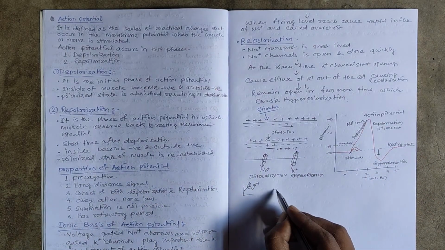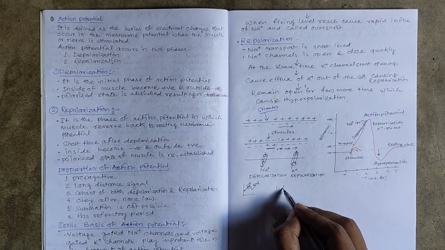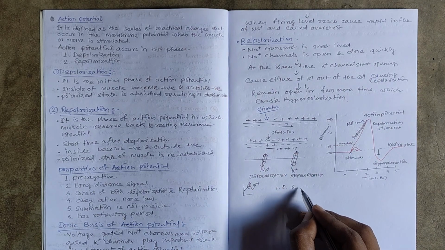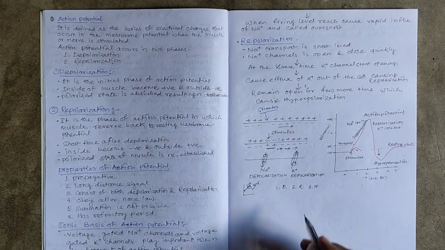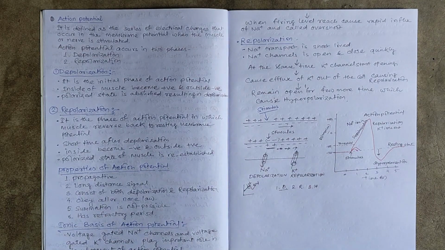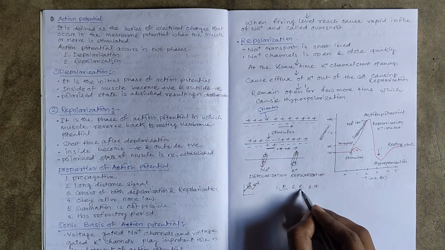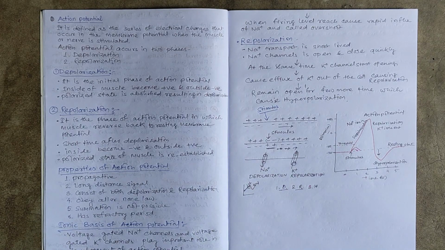So there are 3 stages. One is depolarization, second is repolarization, and third is hyperpolarization. Depolarization: sodium channel opened, sodium comes in. Repolarization: sodium channel closed and potassium channel opened, potassium goes outward. And hyperpolarization is an extended state of repolarization. So this is for now.